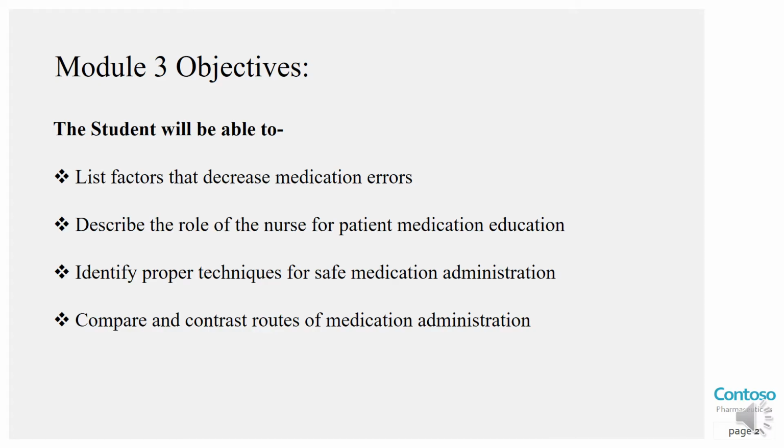Your objectives for Module 3 include to list factors that decrease medication errors, accurately describe the role of the nurse for patient medication education. You should be able to identify proper techniques for safe medication administration, and you should be able to compare and contrast routes of medication administration.